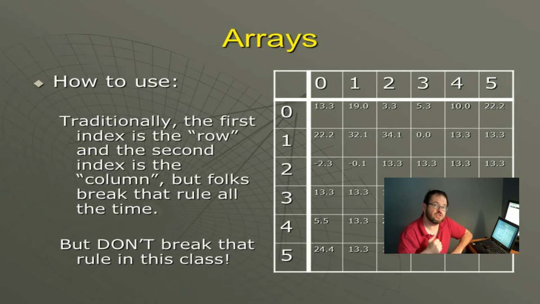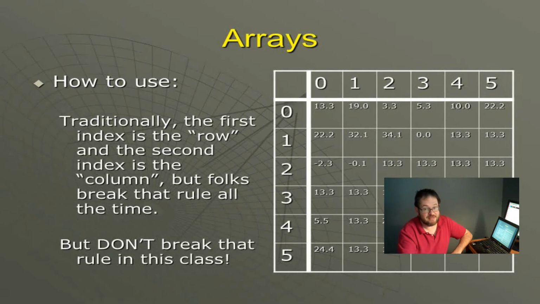Now remember, when we're working with arrays, just like we did in Octave, just like we did in assignment 12, generally speaking we take the first index of a two-dimensional array and call that rows, and the second index we call columns. So on this particular table, value 2, 0 would be the value negative 2.3. It's in the row labeled 2, which is actually the third one down, and column 0, and the value is negative 2.3 in this case.